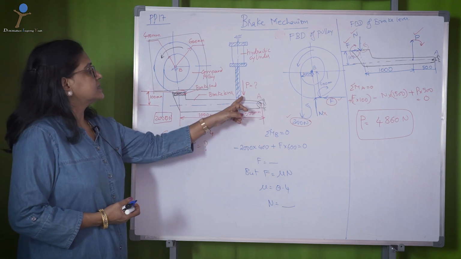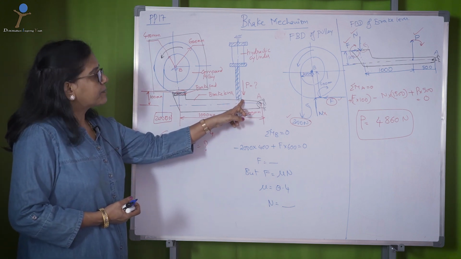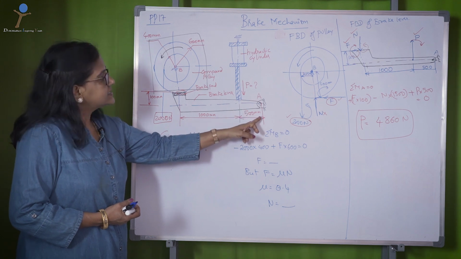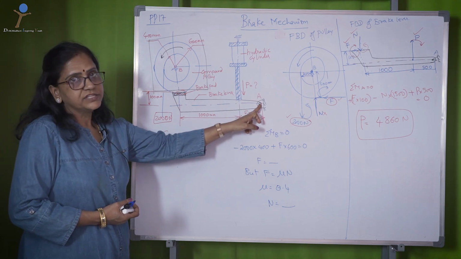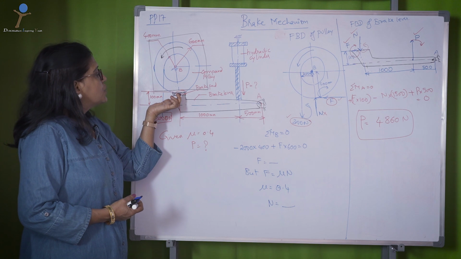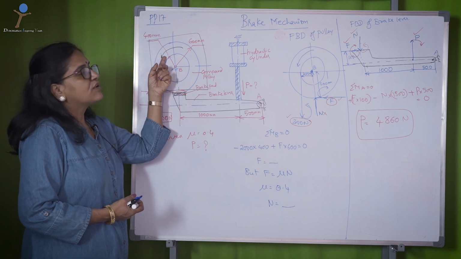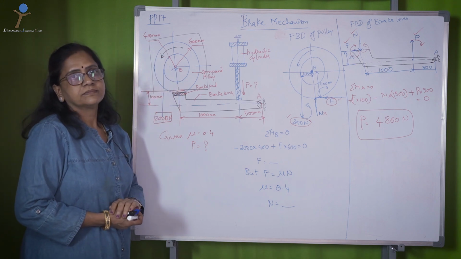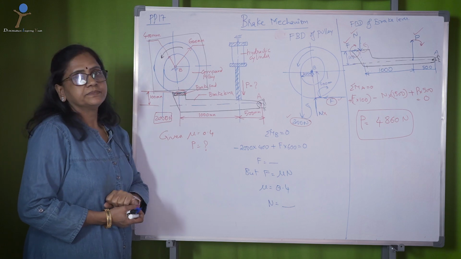So 486 kg force is required to be applied on the lever at a distance of 500 mm from the hinge so as to arrest the motion of the compound pulley through the brake pad.